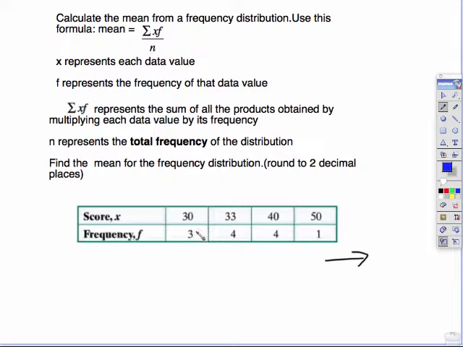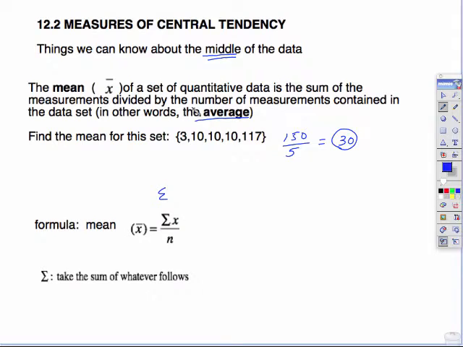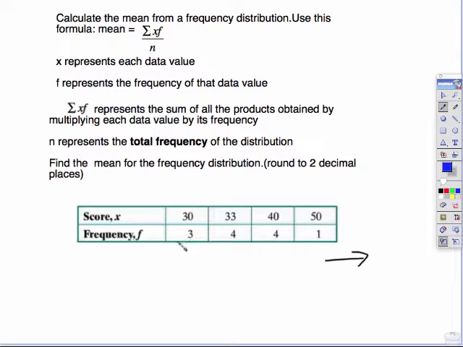Now, sometimes you have to be able to find the mean from a chart. This back here was pretty easy to get the mean. We had the numbers displayed right in front of us. We added them up, we divided by 5, and that was our mean. Now, when we're looking at this in a chart, this is telling us that the score 30 occurred 3 times. The score 33 occurred 4 times, etc.